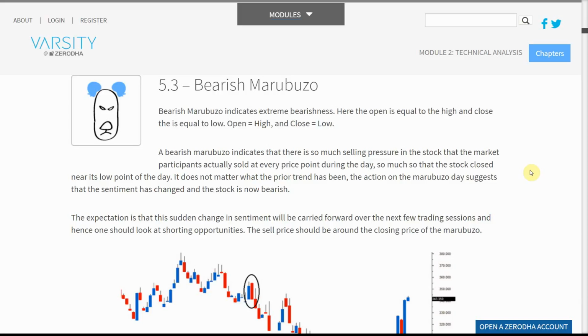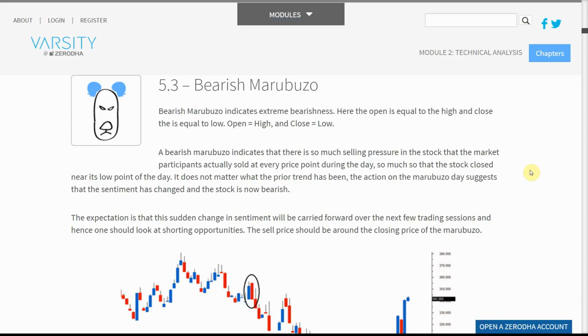A bearish Marubozu indicates that there is so much selling pressure in the stock that the market participants actually sold at every price point during the day. So much so that the stock closed near its low point of the day. It does not matter what the prior trend has been. The action on the Marubozu day suggests that the sentiment has changed and the stock is now bearish. The expectation is that this sudden change in sentiment will be carried forward over the next few trading sessions, and hence one should look at shorting opportunities.